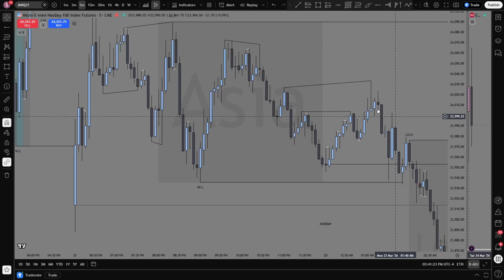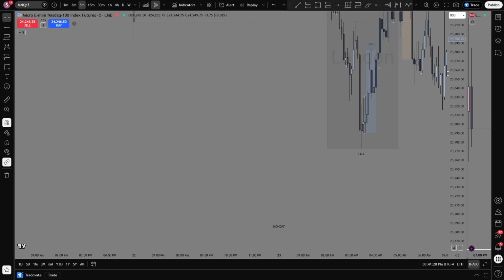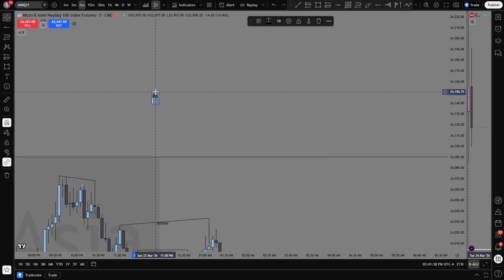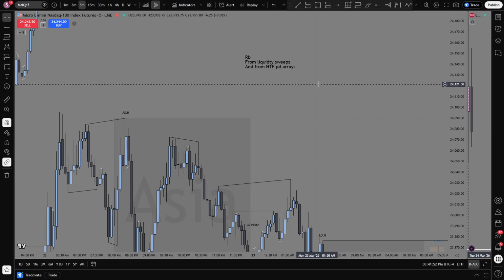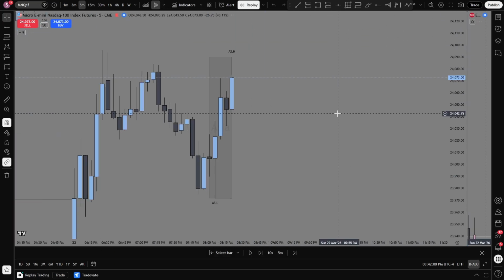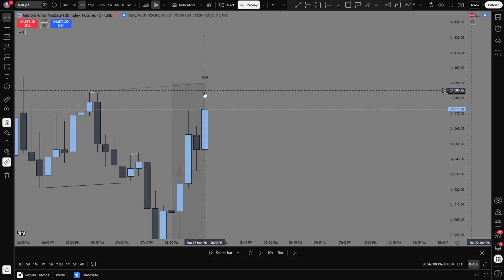we'll do rejection blocks. It's like the holy grail, I guess, of the new day trading space. So rejection blocks can be used in two different ways. It can be used from liquidity sweeps and from high time frame PD arrays, like literally what we just learned, right? So let's replay this. So right here, we get a big sweep of liquidity at the top of that, right? So boom, this is our rejection block now.